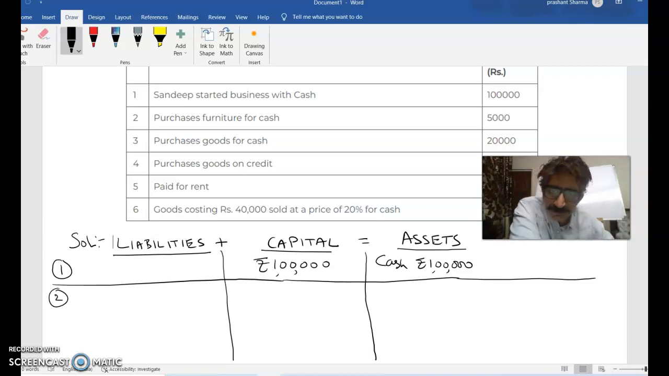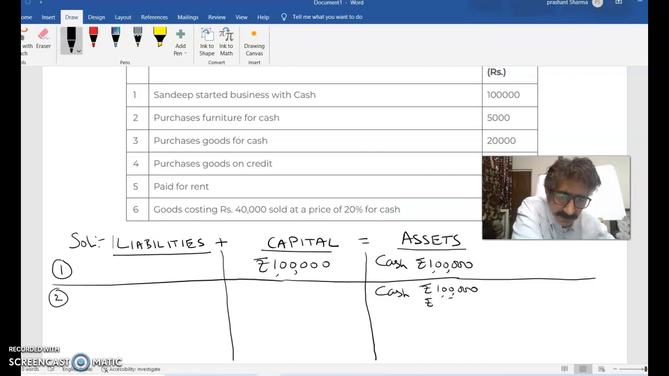Transaction 2. Purchase furniture for cash rupees 5,000. When furniture has been purchased for 5,000, I'm copying cash from above. Cash of rupees 5,000 must have been paid. So I'll have to deduct rupees 5,000 from cash. So in the cash box, how much cash is now left? 95,000, because 5,000 have been paid to the shopkeeper from whom we have purchased furniture. And we have brought that furniture in the business.